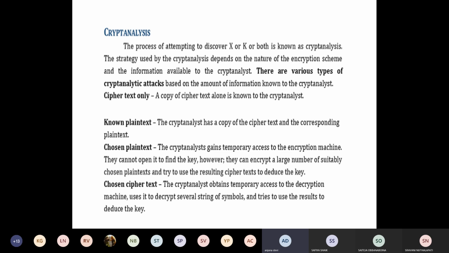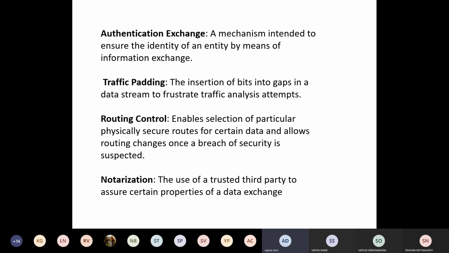There are various types of cryptanalytic attacks based upon the amount of information known to the cryptanalyst. In ciphertext only, a copy of the ciphertext alone is known to the cryptanalyst. In known plaintext, the cryptanalyst has a copy of the ciphertext and the corresponding plaintext.